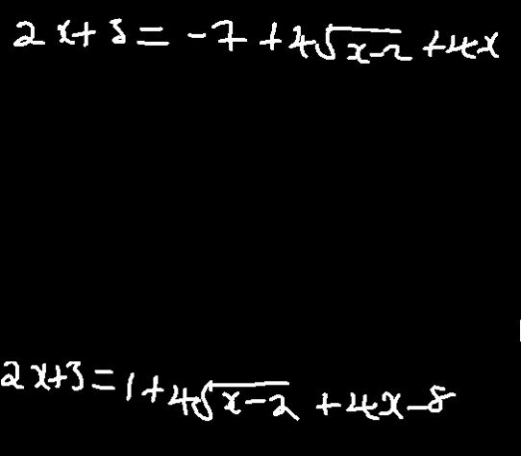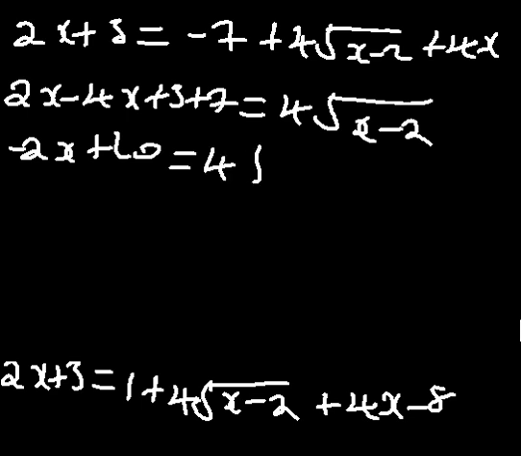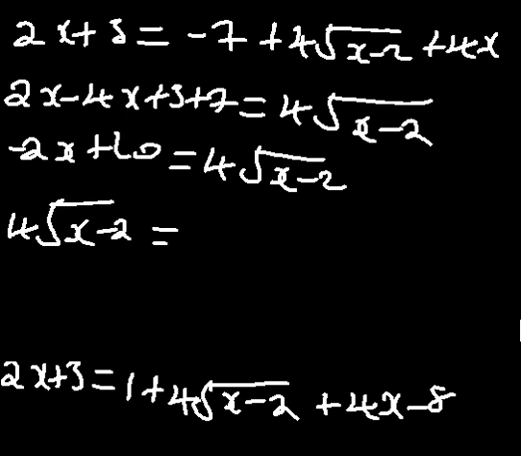So we should transfer everything to the other side. In this case, negative 7 and 3 are like terms. And also for x, to the other side will be given as 2x minus 4x, and 3 plus 7 is equal to 4 times the square root of x minus 2. Now we have negative 2x plus 10, which is equal to 4 times the square root of x minus 2. Now this is the same as having 4 times the square root of x minus 2 equal to negative 2x plus 10. So that will be given as that.